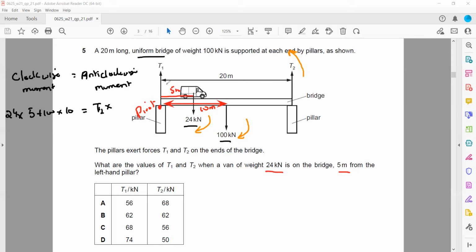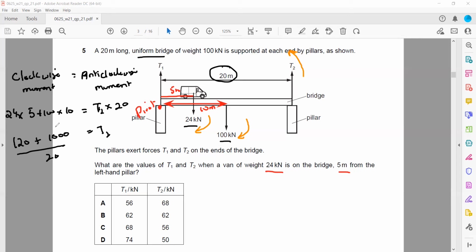multiplied by the distance from the pivot. So that distance is 20 meter from the pivot. So into 20. Then we simplify 24 into 5, that is 120. So this is 120, and 100 multiplied by 10, that is 1000. And this 20 is multiplied, so on the other side it will be divided. So it will be 1000 plus 120, and that is divided by 20.